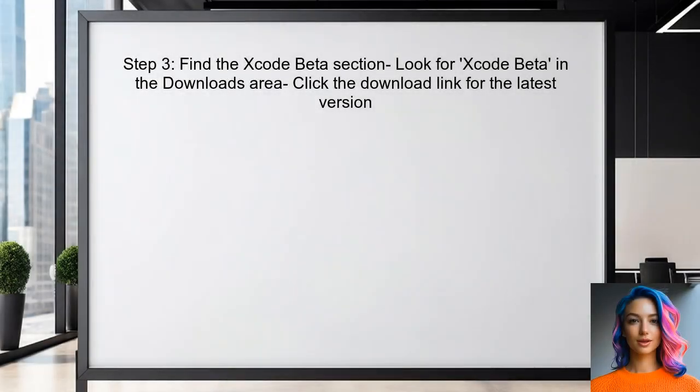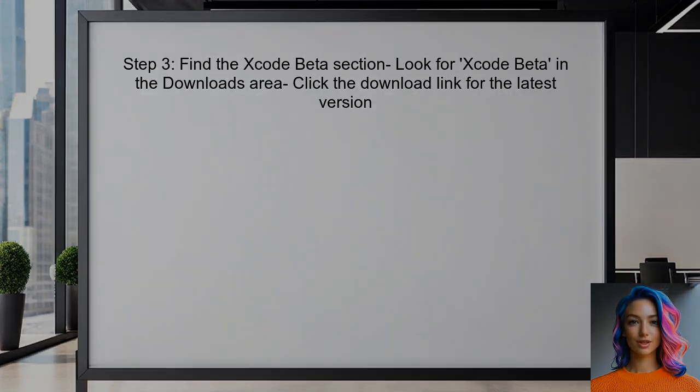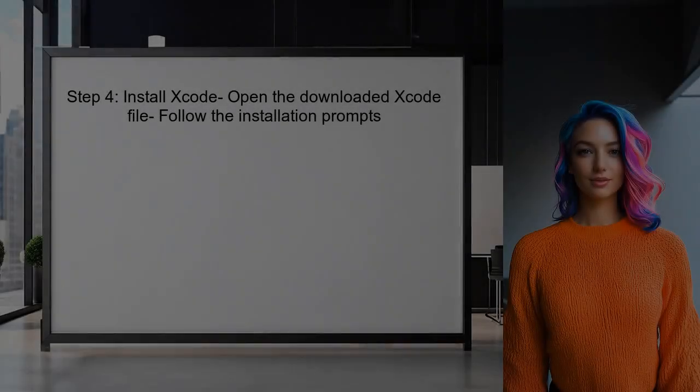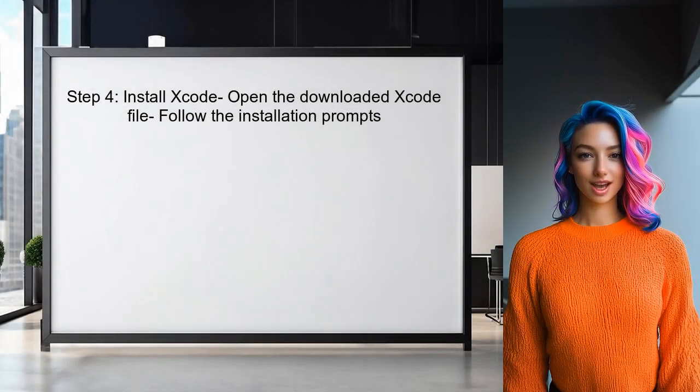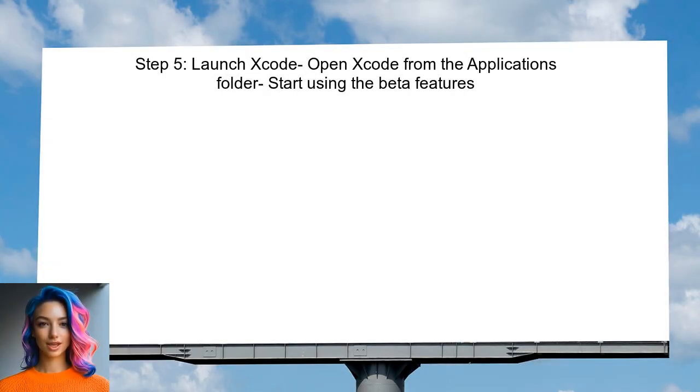Once signed in, the user should look for the Xcode Beta section. Here, they can find the latest beta version available for download. They should click on the download link. After the download is complete, the user can install Xcode by opening the downloaded file and following the installation prompts. This will set up Xcode on their Mac. Finally, the user can launch Xcode and start using it. They will have access to the beta features without needing a premium developer account.